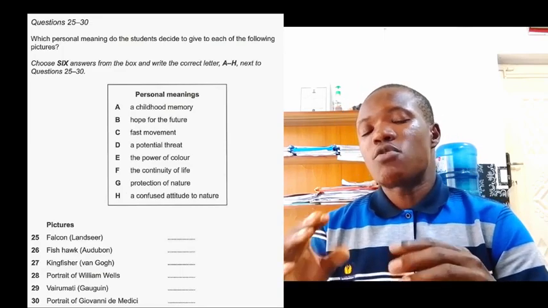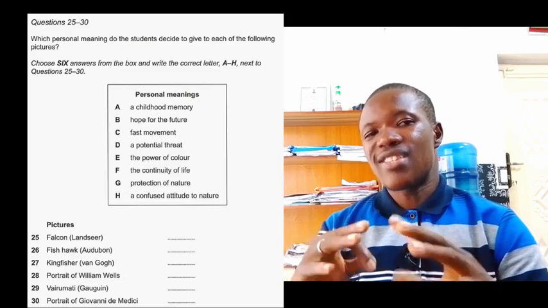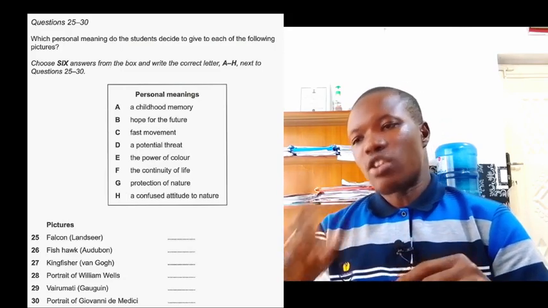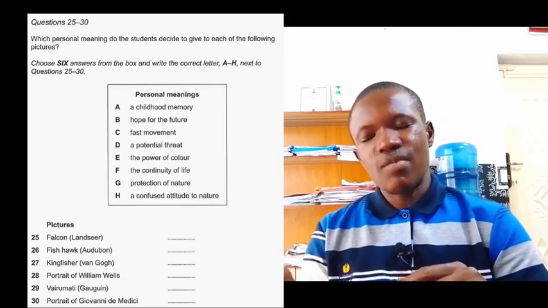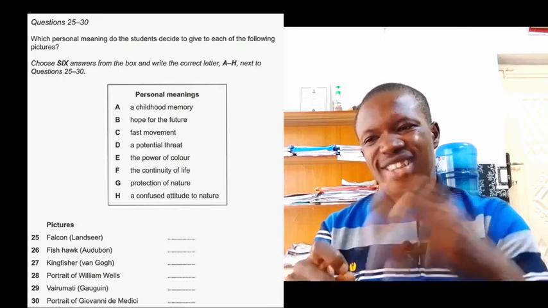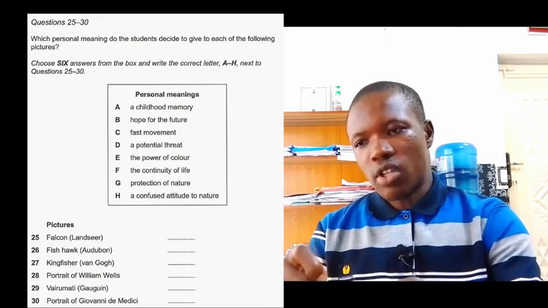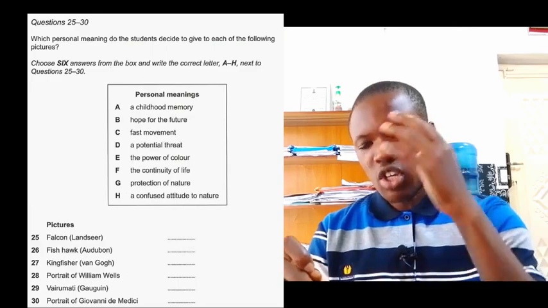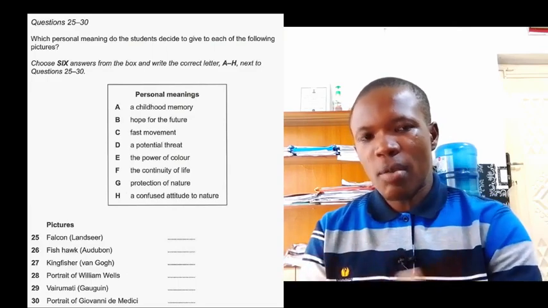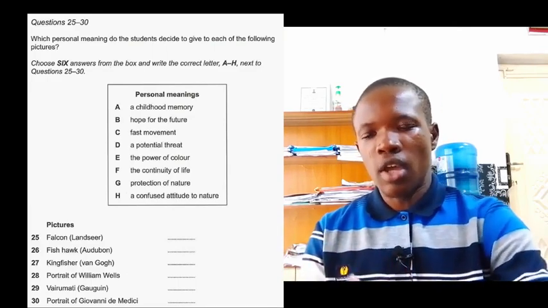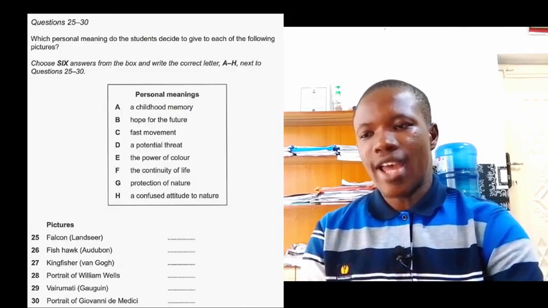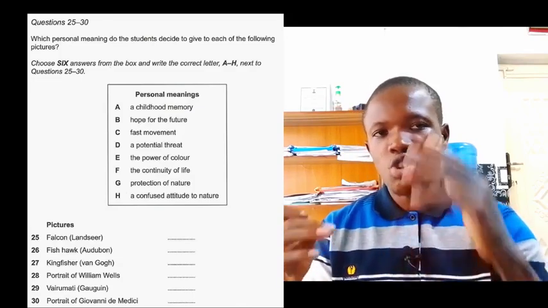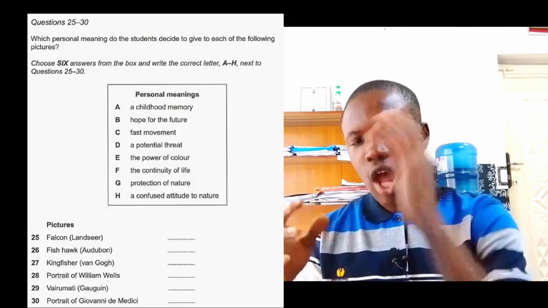And so, during the 30 seconds given to you after you've read the question, you need to read these personal meanings and try to understand what they mean. Try to picture them. Well, the first one says a childhood memory. So you just think of a memory of a child, maybe a story relating to a child who grew up over time and how he was able to develop, or something to just remind you about childhood.